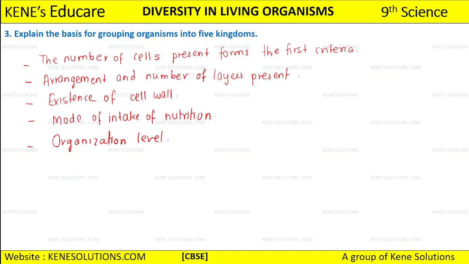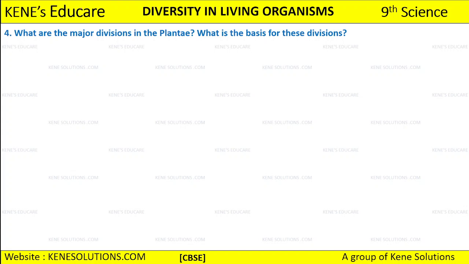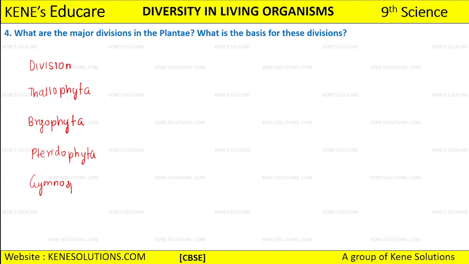Then the fourth question that we are having is, what is the major division in plantae and what is the basis for division? So we all know that there are five divisions that we have discussed for kingdom plantae. What are those divisions? Can anyone tell me? The first one is thallophyta. Then we have bryophyta. After bryophyta, we have pteridophyta. After pteridophyta, we have gymnosperms and angiosperms. Right. So these are the five main divisions of kingdom plantae.